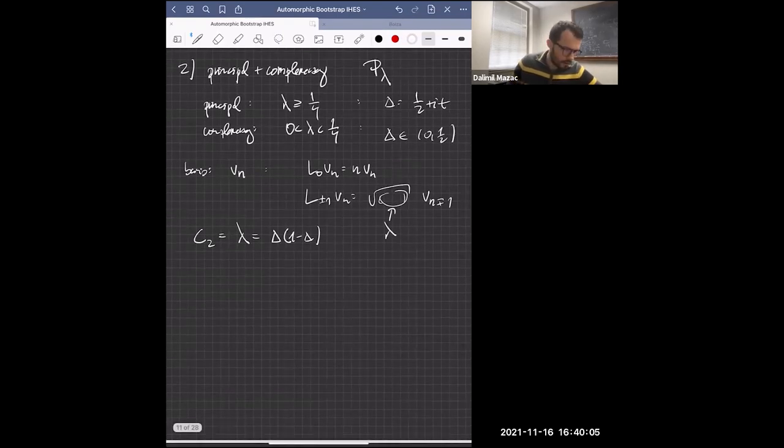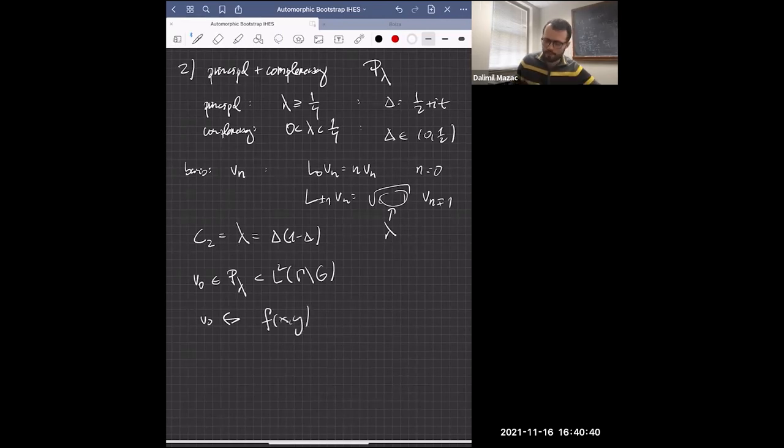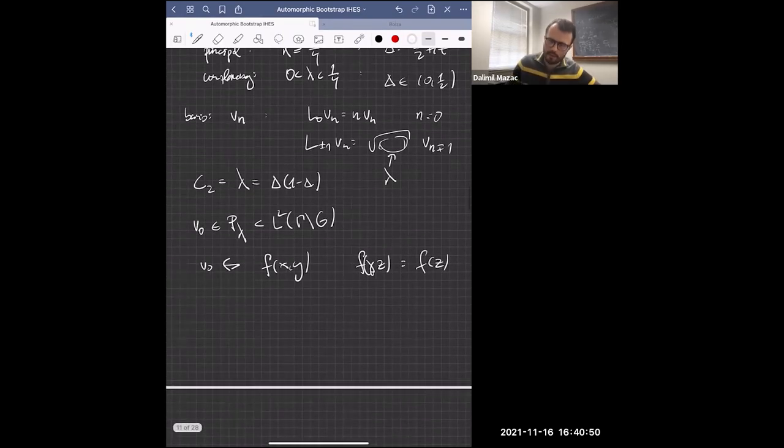Now, you see that there is a vector inside the principal series which has zero charge under the rotations, which means it's just a function on the surface. If something has zero charge under rotation, it doesn't depend on the circle direction of this group manifold. So let's take V0 inside P lambda, which is embedded inside our Hilbert space. This V0 is the same thing as having a function on the upper half plane which is G invariant. But it also needs to be an eigenfunction of the Casimir, because it's inside an irreducible representation.